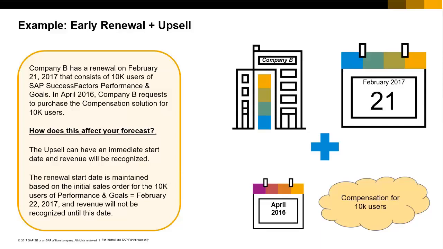The upsell can have an immediate start date and the revenue will be recognized. The renewal start date is maintained based on the initial sales order for the 10K users of Performance and Goals, and the revenue will not be recognized until this date.